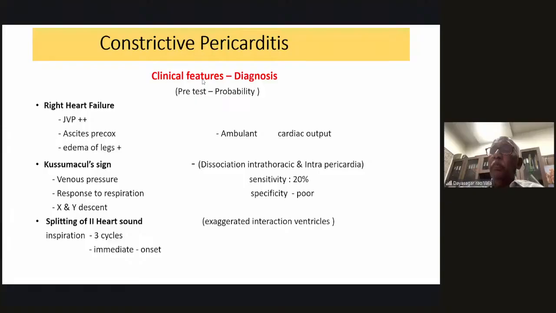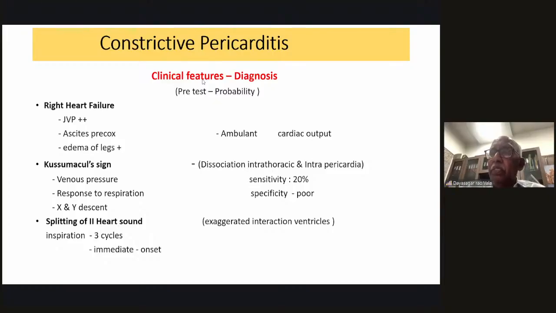So how do we go about it finally? Clinical examination. Clinical features which are suggestive of the diagnosis. The purpose of clinical examination is to evaluate the pretest probability of a disease. What is common to both is right heart failure, elevated JVP. Ascites praecox, that is ascites preceding dependent edema, is one of the features of constriction as compared to restrictive cardiomyopathy. So that probably should alert you.